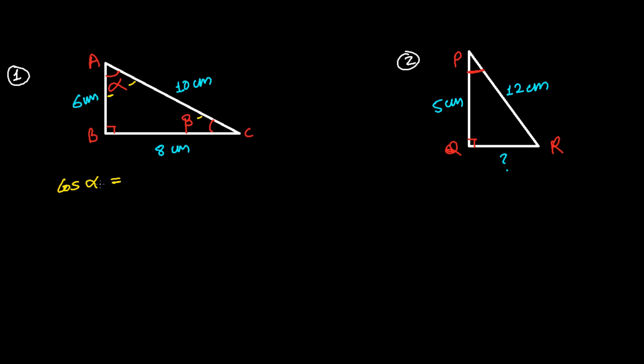So cosine alpha, what is the ratio of cosine? Cosine is the ratio of the base over hypotenuse. So I'm talking about alpha now. When I'm talking about alpha, what will be the base and what will be the hypotenuse? You know that the hypotenuse is always the longest side, and here AC is the longest side, so this will be my hypotenuse.